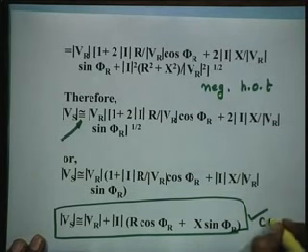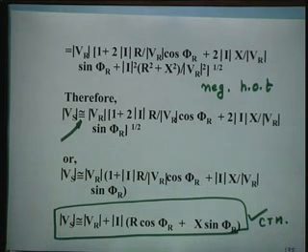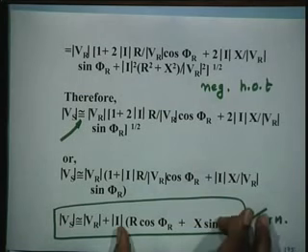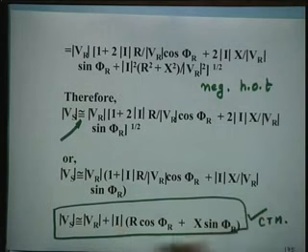This is called CTM. What is CTM? Commit to memory, because most of the problems are solved using this formula, that Vs is equal to VR plus I R cosine phi r plus X sin phi r. This is the drop across the line, this is the receiving end voltage, this is the sending end voltage.